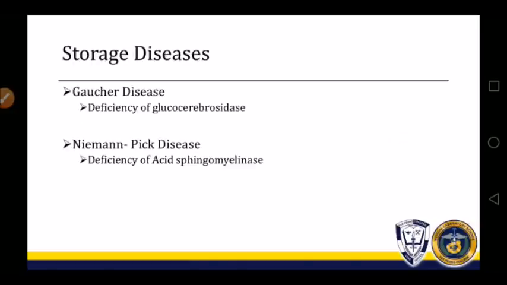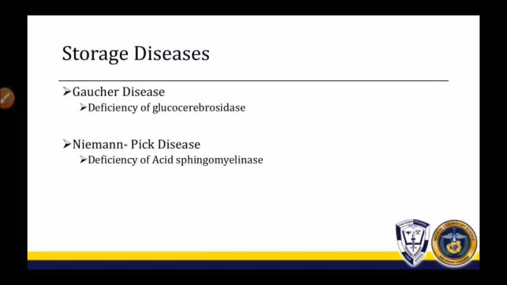The next disease is the storage diseases. There are many storage diseases, and the examples that I will give you are Gaucher disease, I don't know how to pronounce that, or Niemann-Pick disease. Storage diseases are due to the lack of the enzymes needed for the breaking down of a specific substance.